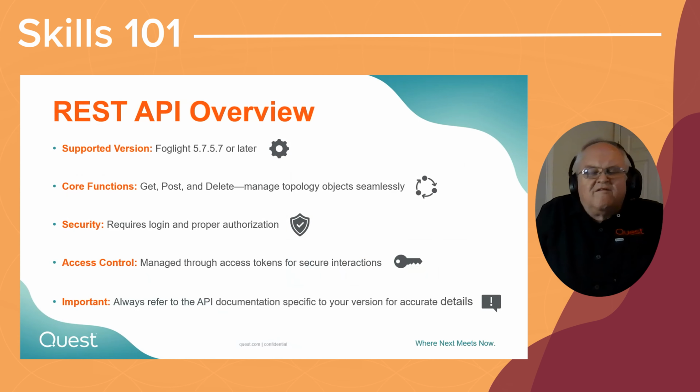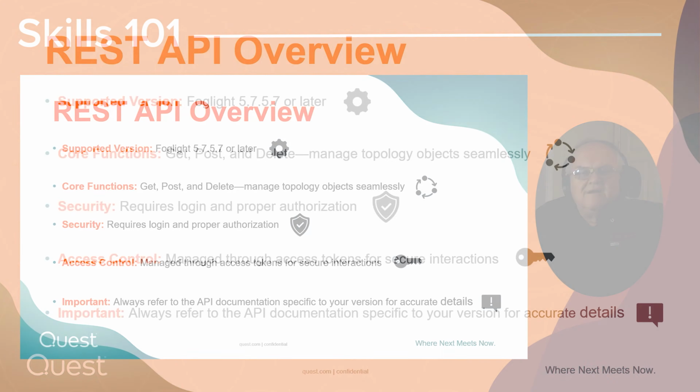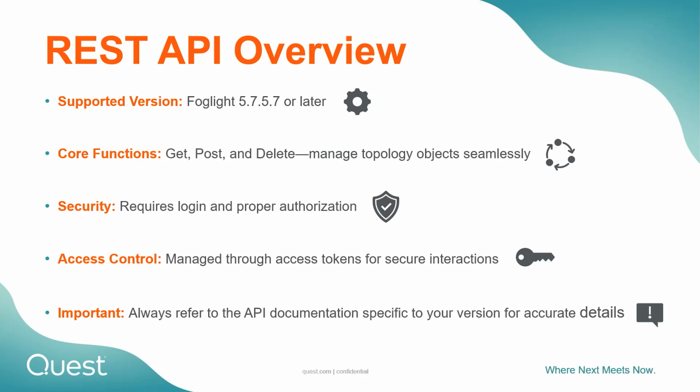So a quick overview about using the REST API in Foglight and how we are going to go through that. It's Foglight 5.7 or later. You need to make sure you're on the latest version of Foglight. Core functions are going to be get, post, and delete. You manage topology objects that way by getting the object, posting to it, looking at it, or deleting it. We do require login and authentication. That's handled through a token for secure interactions.